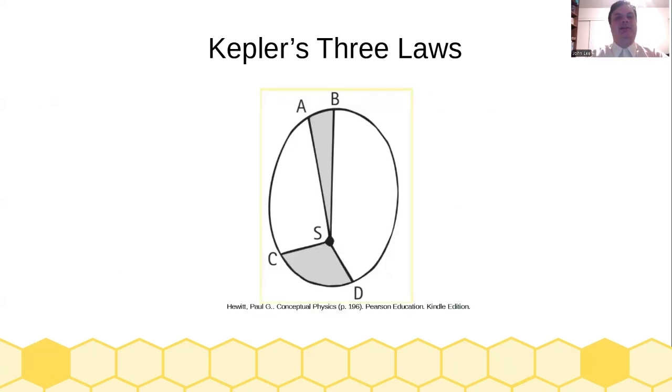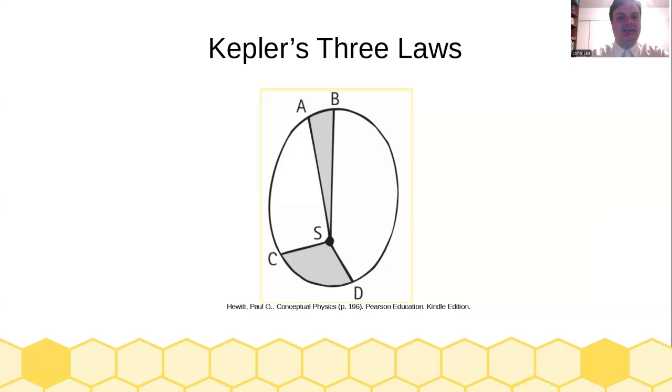Here we see a good illustration of Kepler's first and second law, which is that any orbit that a planet makes around the sun is going to be an ellipse with the sun at one focus of the ellipse.